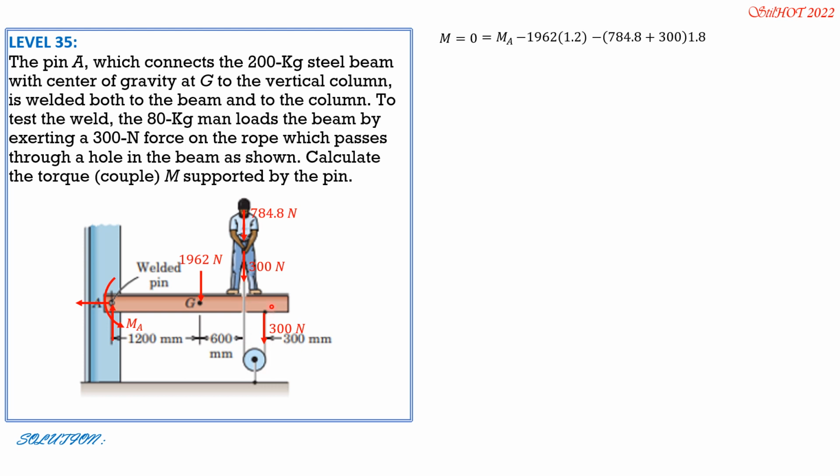Then minus 300 times quantity 1.8 plus 0.3, 2.1. So 300 times 2.1 meter. So we can now solve for MA. We add all this, make this positive when transposed. So MA is equal to 4937 Newton meter, and the sense is correct, counterclockwise.